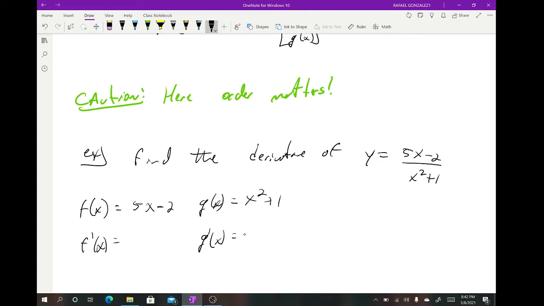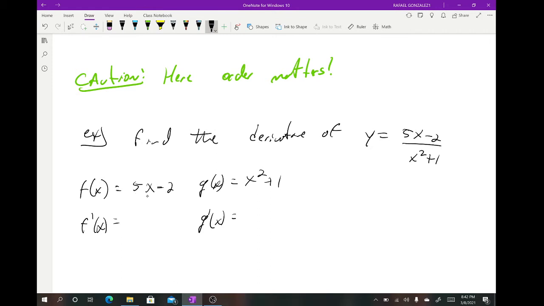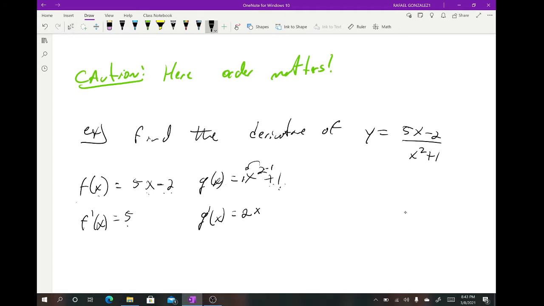And then we can take the derivatives of them independently. The derivative of 5x is just 5. The derivative of minus 2 is just 0. So the derivative of f of x is simply 5. And then the derivative of g of x is going to be, well, we bring down the 2. Remember, there's a 1 here, so 2 times 1 is 2. Then you subtract 1 from the 2, so 2 minus 1 is 1, so this is just 2x. And then the derivative of 1 is 0, because the derivative of a constant is always 0. So the derivative of g of x is 2x. Again, this is from the power rule.